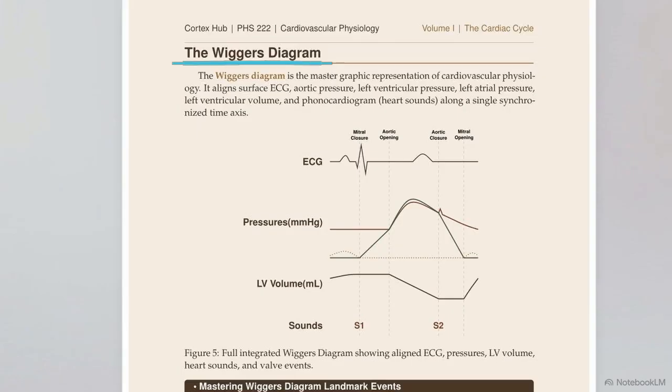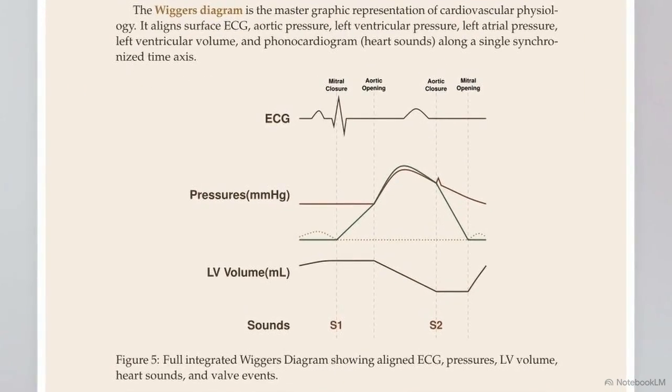The Wiggers diagram is the master graphical timeline of this process. It overlaps electricity, pressure, volume, and sound along a single horizontal axis. The vertical alignment shows the direct cause and effect of the cycle. The QRS wave leads directly to the point where ventricular pressure crosses atrial pressure, which mechanically forces the mitral valve closed and triggers the S1 sound.